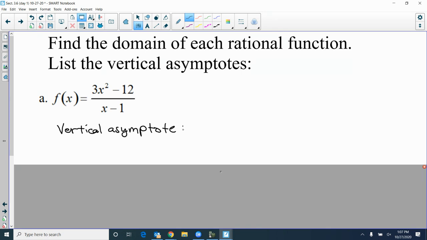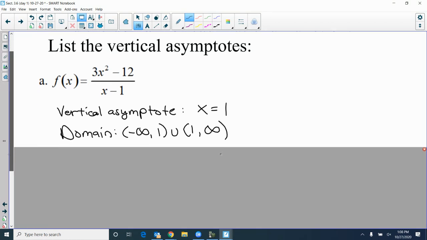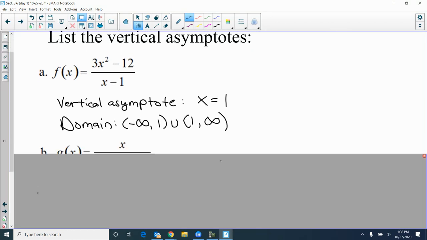And it's always x equals the constant. You just can't say 1. You have to say x equals 1 because it is a line. Okay, it's a line. What's our domain? Everything but 1. Domain: negative infinity to 1, union 1 to infinity. Okay, for that.